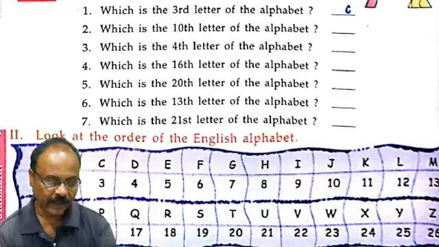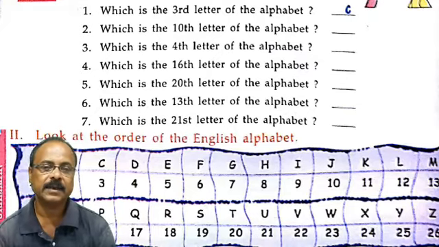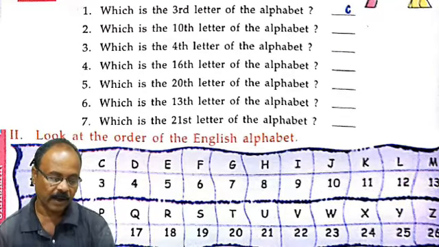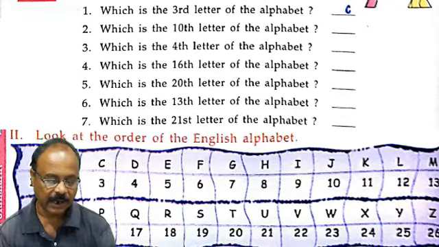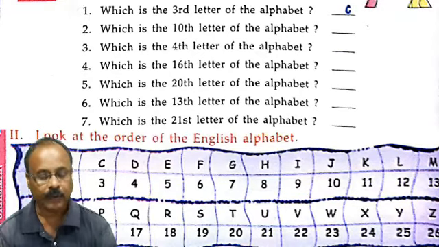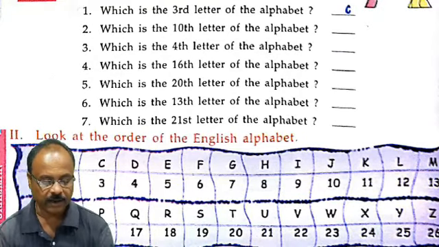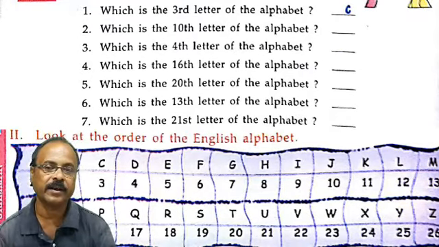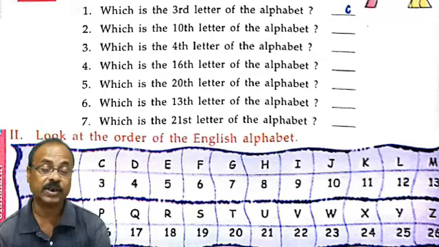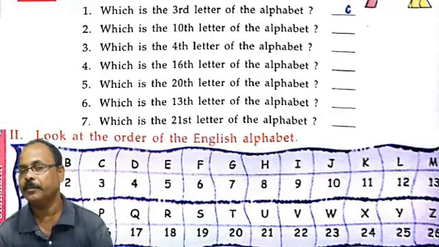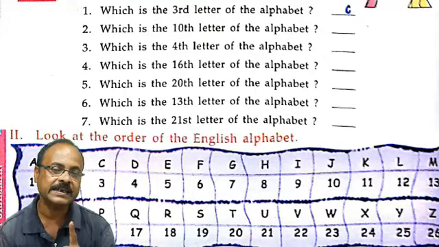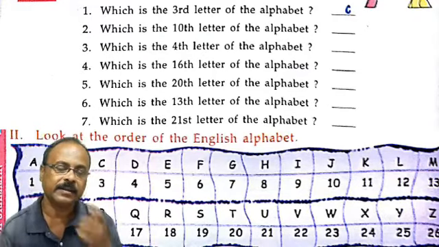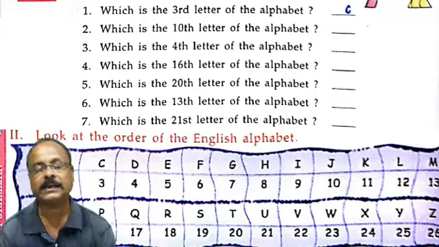Below, here is an instruction for you. Work with your partner. Ask each other questions as given below. Number 1. Which is the third letter of the alphabet? So students, A stands for 1, B stands for 2, and C stands for 3. So C is the third letter of the English alphabet.